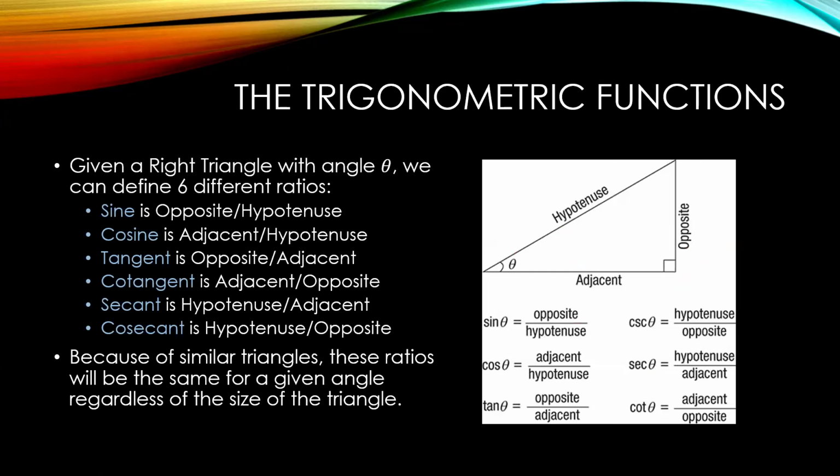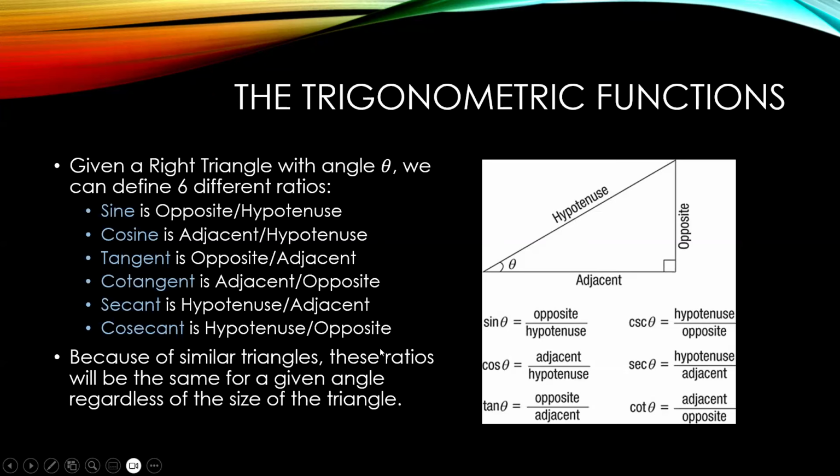And so the trigonometric functions are determined by the ratios of the sides of a triangle. Given some angle, the sine is the opposite divided by the hypotenuse. The cosine is given by the adjacent over the hypotenuse. The tangent is the opposite over the adjacent. Those are the three main ones.